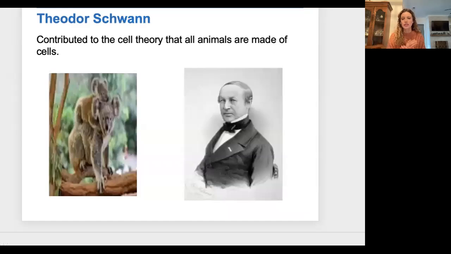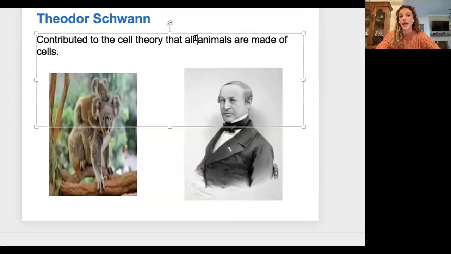Okay, so the next couple of slides are basically going to tell you about the scientists that we're learning with the cell theory. This is going to help you fill out page 3 of your interactive notebook. Okay, so Theodore Schwann, Schwann sounds like swan. Okay, so animal. So his contribution to the cell theory was that animals are made up of cells. So I just want you to write his name and that animals are made up of cells.